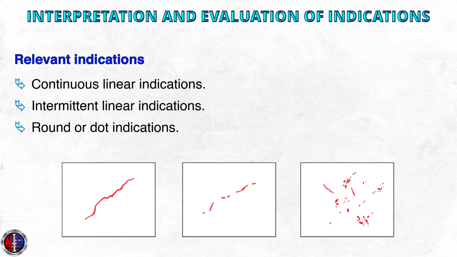Some common relevant indications include continuous linear indications due to surface cracks, laps, or seams, as we see an example on the lower left corner. Intermediate linear indications due to surface cracks, laps, or seams. However, some of the discontinuity edges are not open to the surface, as portrayed in the middle image. And rounded or dot indications due to porosity or corrosion, as seen on the lower right.